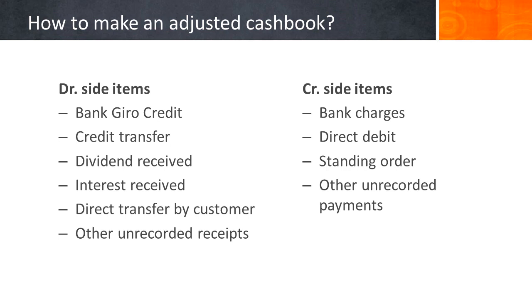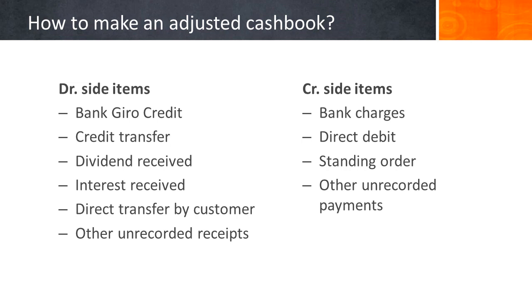There are some items which are to be recorded on the debit side of the adjusted cash book as well. If some interest has been received by the business without information being directly sent to the business, and the business only discovers that amount at the end of the month through the bank statement, then that money which has been received in the form of interest or dividend in the bank account is recorded in the adjusted cash book on the debit side.